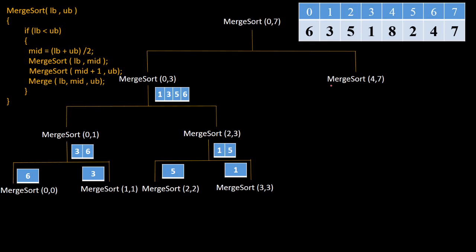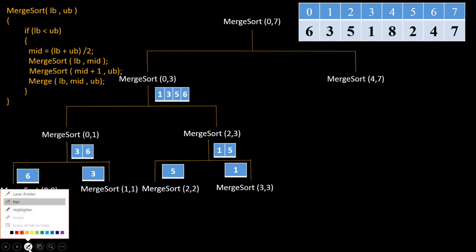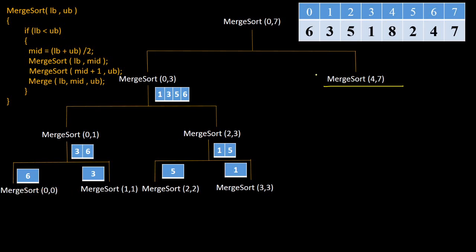When this merge sort is executing, what happens? It will again call its left part. This function will execute merge sort LB comma mid. For that purpose mid is calculated, and now the mid is how much? Mid is 5, right? Why 5?